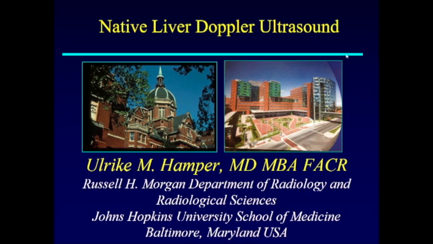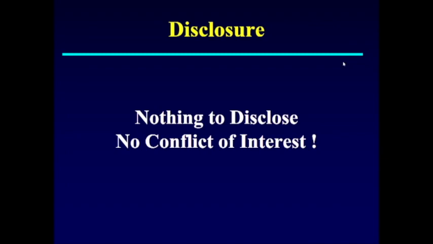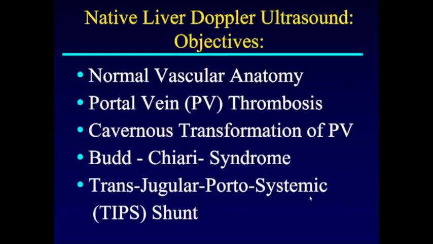I was asked to talk to you about native liver Doppler ultrasound. I have nothing to disclose, so what I'd like to do in the next 25 minutes or so is give a very brief review of the normal vascular anatomy, and then we'll look at some of the more common problems that we encounter, such as portal vein thrombosis and cavernous transformation of the portal vein. We'll look at some findings in Budd-Chiari syndrome and end up with transjugular portosystemic shunts.